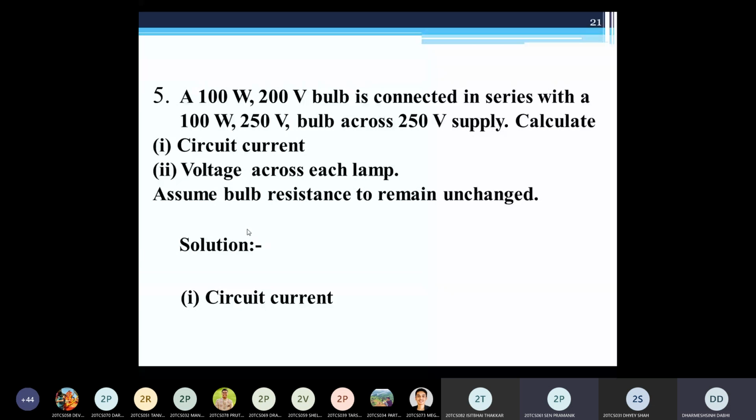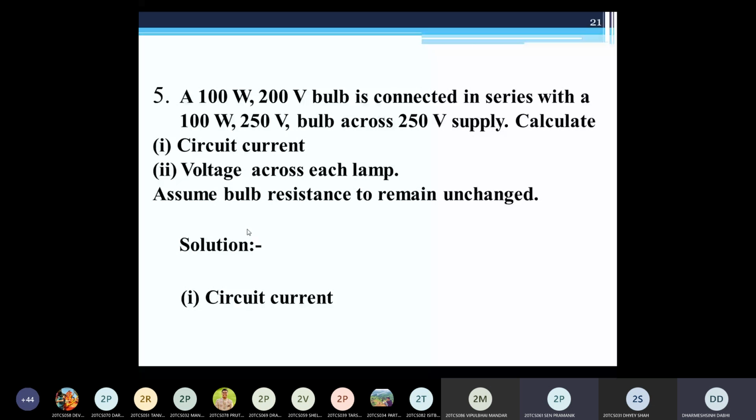4.1. Circuit current. First, find out the circuit current. You need to find I. Circuit current is equal to... no, the wrong answer, 0.4, no. It is 0.24. Yes, the answer is 0.244 ampere.